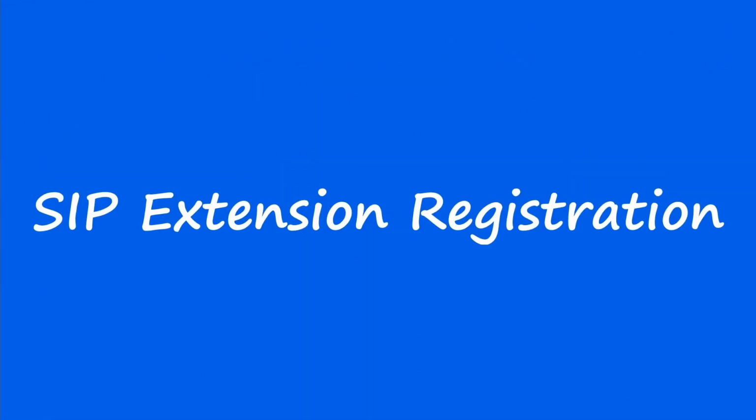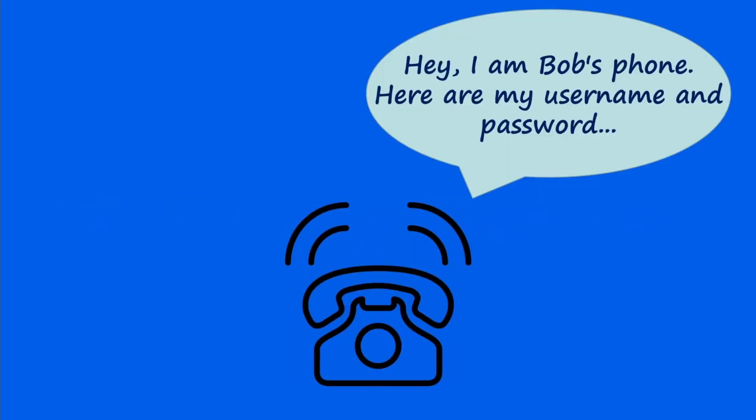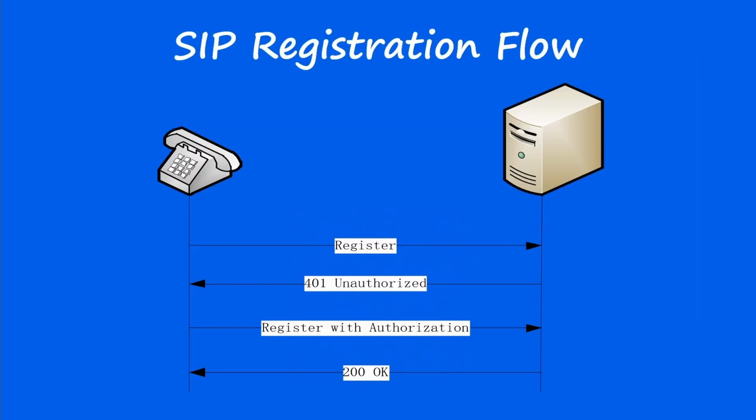Hi guys, today we're going to introduce the process of SIP extension registrations and something to note in this process. Register associates a user's identification or AOR with one or more locations. It is simply a mechanism where a phone communicates, "Hey, I'm Bob's phone, here is my username and password. Oh, if you get any calls from me, I'm at this particular IP address." And here is the SIP registration flow.